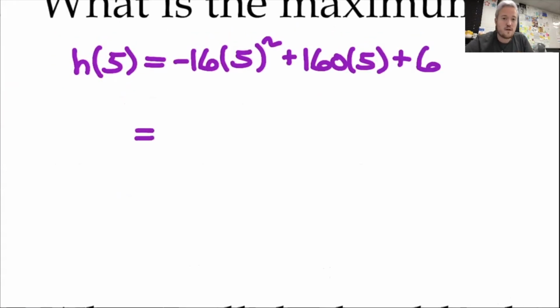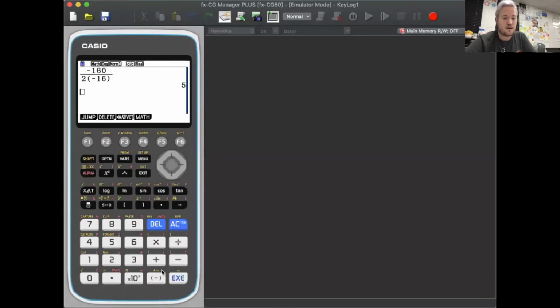All right, so when I go over here, I'm going to plug it in. So negative 16, 5 squared, plus 160 times 5, and then plus 6. And that's going to give us a maximum height of 406 feet. All right. Sorry if this is a little annoying going back and forth.